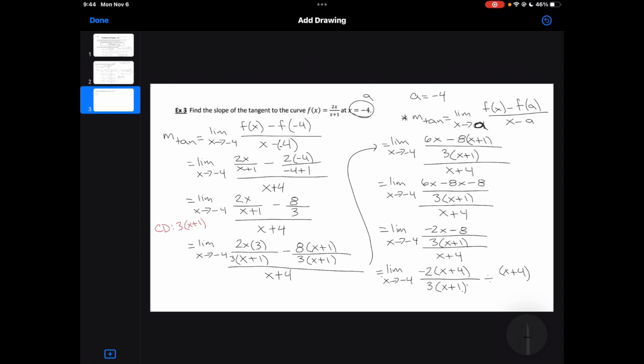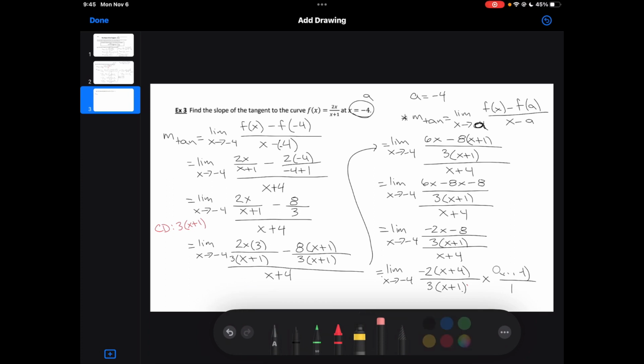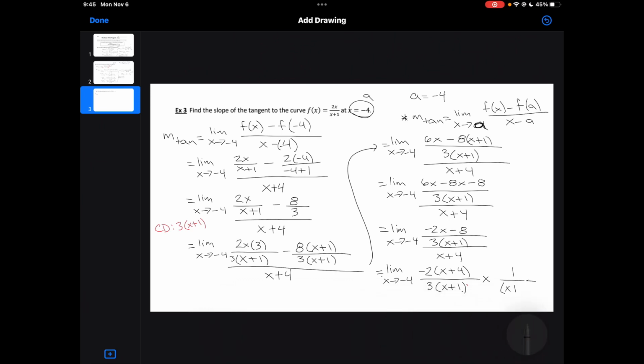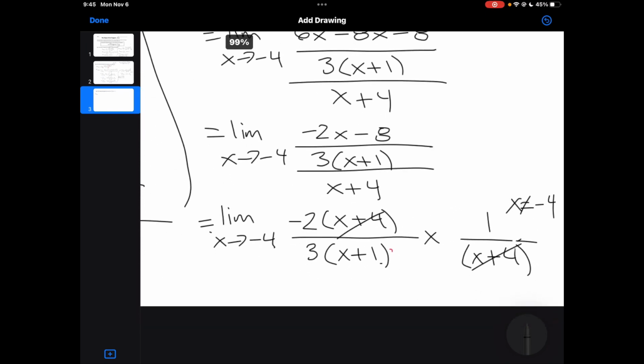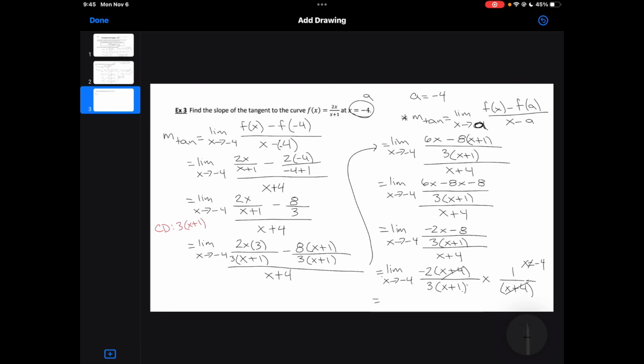Now we know that when I'm dividing fractions, that is really the same as multiplication. So I'm going to change the division to multiplication, and I'm going to flip my fraction, so I've got 1 on top and x plus 4 on the bottom. That's going to allow me to cancel out the x plus 4s. I'll say that x can't equal minus 4. We know that, that's where we're evaluating the limit. And now we're at a point where we can substitute in and evaluate our limit.